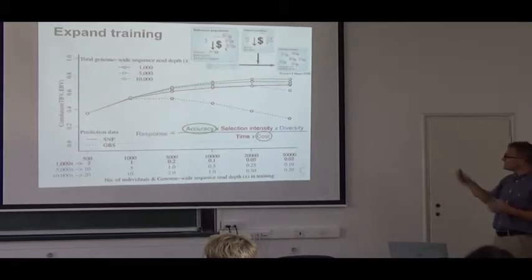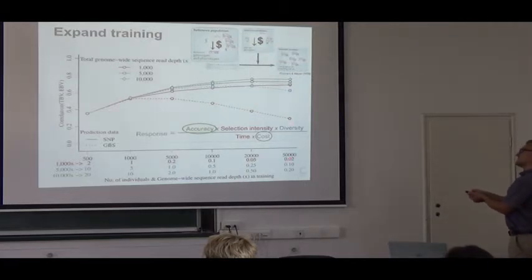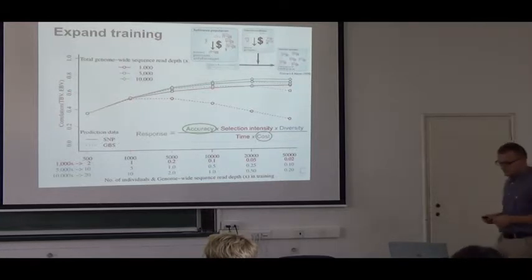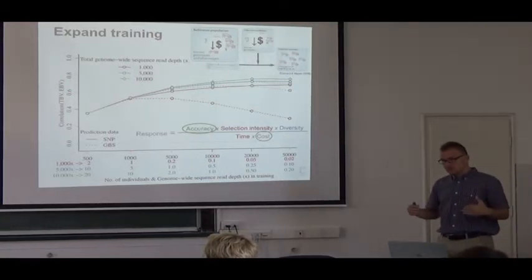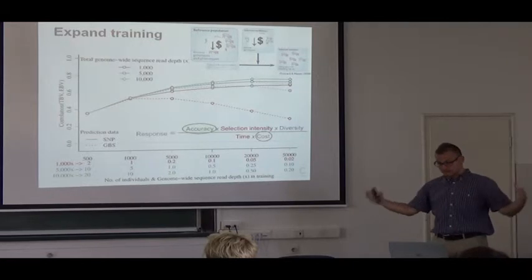These are the full lines, and the dashed lines are when I'm using GBS both in training and prediction. Again, if I do very low coverage GBS in both training and prediction, it starts to lose accuracy. But if I have SNP data in prediction, the accuracy went pretty much from 0.4 to almost 0.8. And on the previous slide, this was, if you remember, almost 0.6. This was the reference.